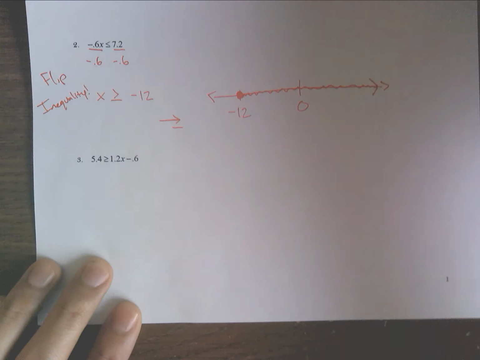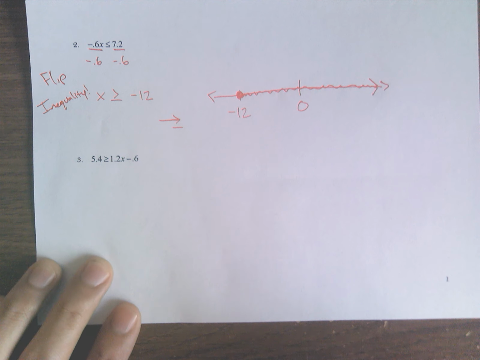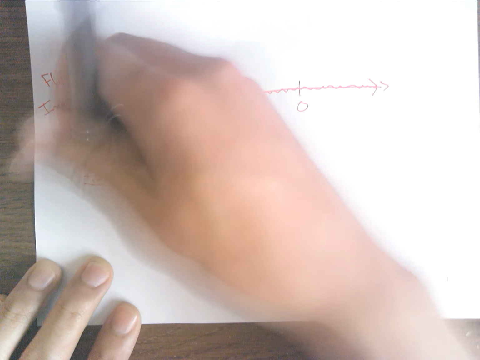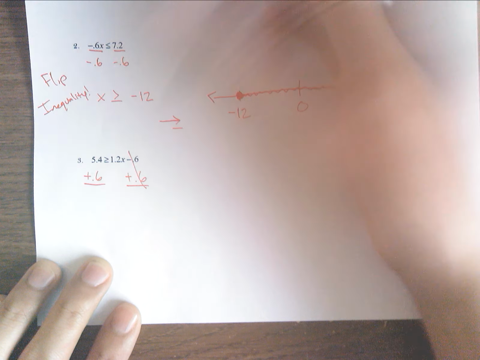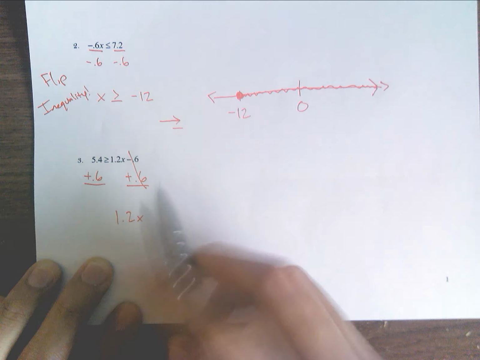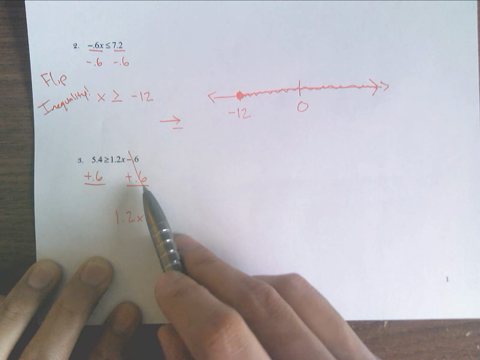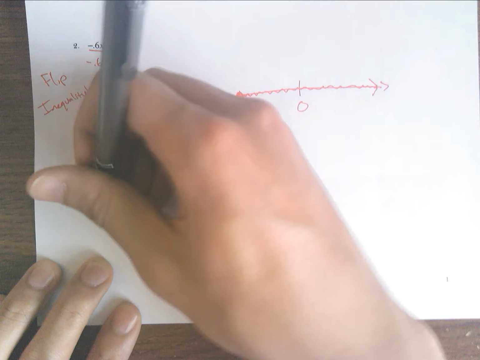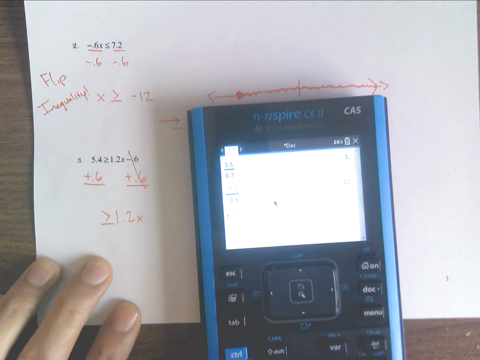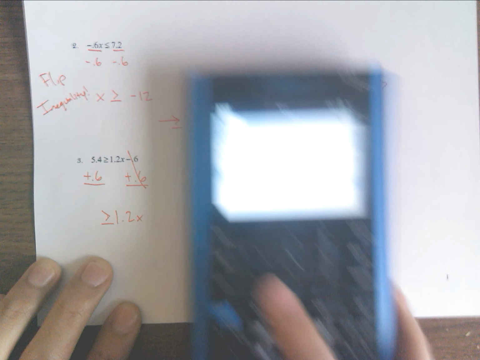Last one we got for today. We've got 5.4 is greater than or equal to 1.2x minus 0.6. Reverse PEMDAS tells us we've got to deal with that subtraction first. So we're going to add 0.6 to both sides. This cancels on the right-hand side, and we have 1.2x. We didn't multiply or divide by a negative, so the inequality stays. So we have greater than or equal to. And then let's use our calculator just to confirm: 5.4 plus 0.6 gives us 6.